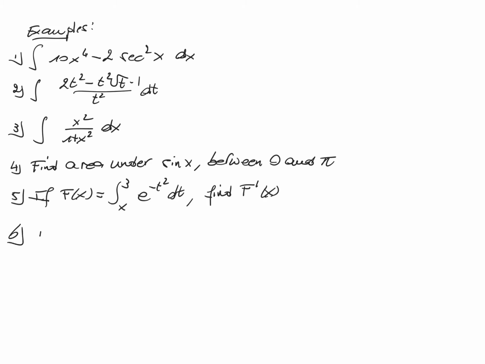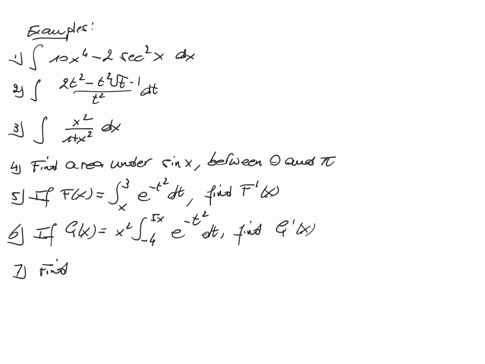Then suppose we have g of x, which is x squared times the integral from minus 4 up to 5x of e to the minus t squared dt. Find the derivative of g, so find g prime of x. And then the last one, find d dx of the integral from 1 to x to the power of 4 of the secant of t dt.